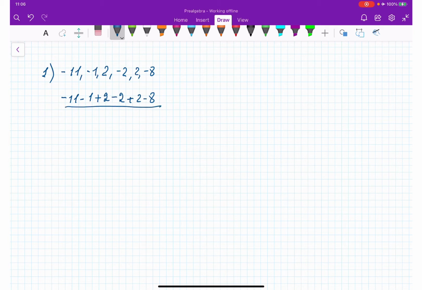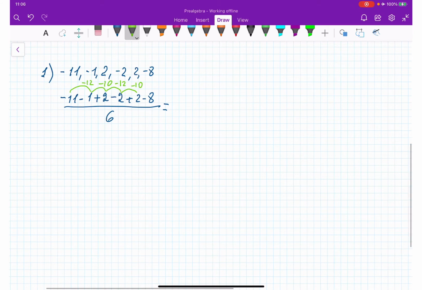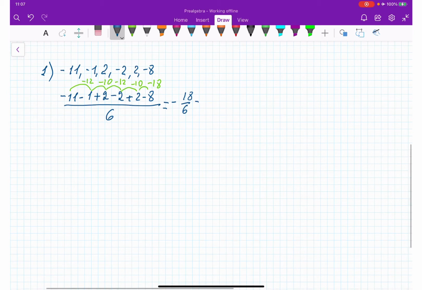Divided by how many we have? 1, 2, 3, 4, 5, 6 of them. So let's go for it. Negative 11, negative 1 is negative 12. Negative 12 plus 2, negative 10. Negative 10, negative 2, negative 12. Negative 12 plus 2, negative 10. Negative 10, negative 8 is negative 18. So we have negative 18 over 6, equal negative 3.